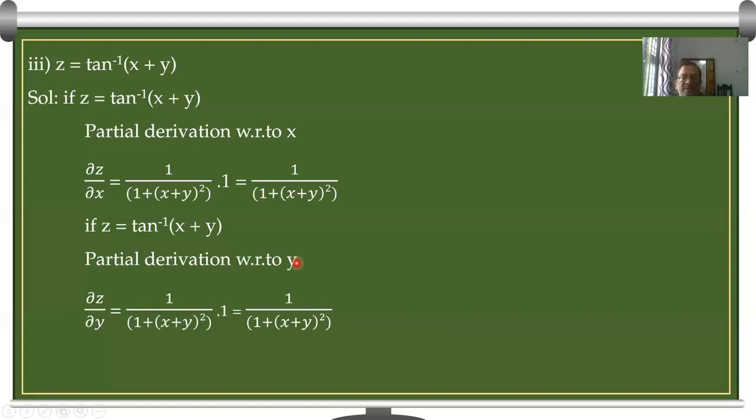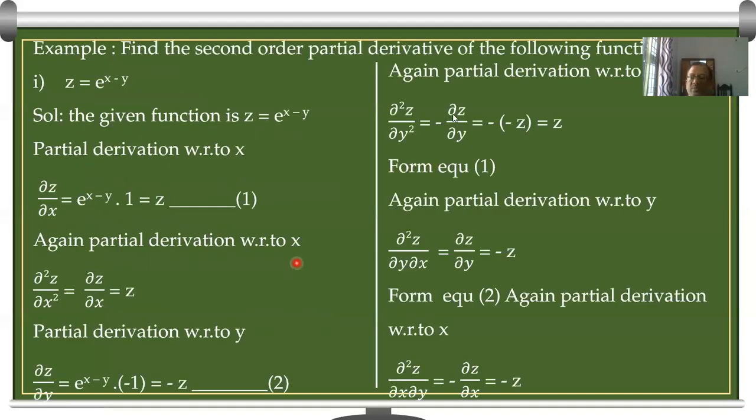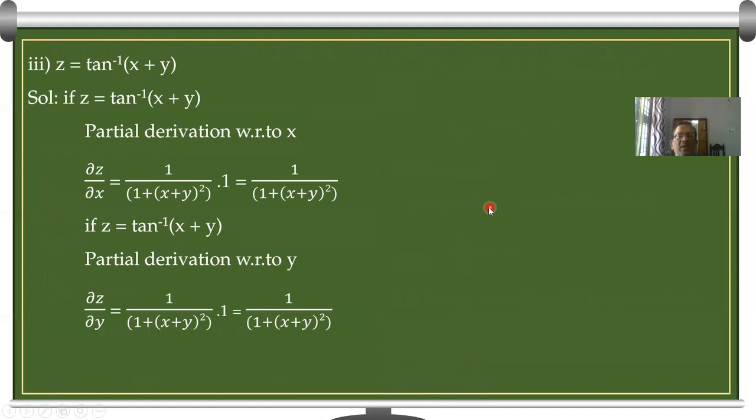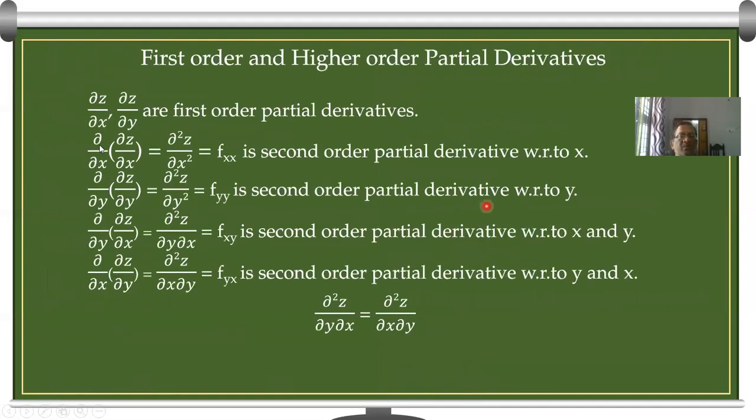Now we'll discuss the next problem. What is the next problem? Second order partial derivatives. We know that second order partial derivatives have these 4 values. Dou squared z by dou x squared is the second order partial derivation with respect to x.